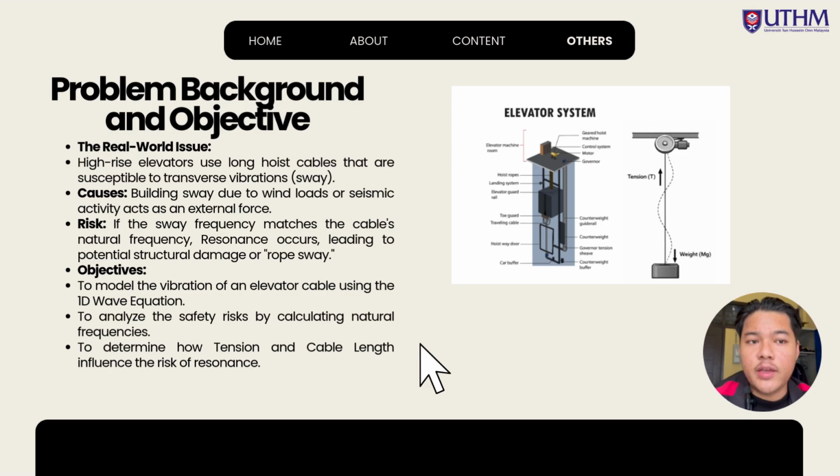For the problem background and objective, first, why did we choose this topic? In modern engineering, as buildings get taller, elevator hoist cables become extremely long. This length makes them flexible and highly susceptible to transverse vibration, or what the industry calls rope sway. These vibrations are usually triggered by external forces such as high-altitude winds swaying the building or seismic activity.